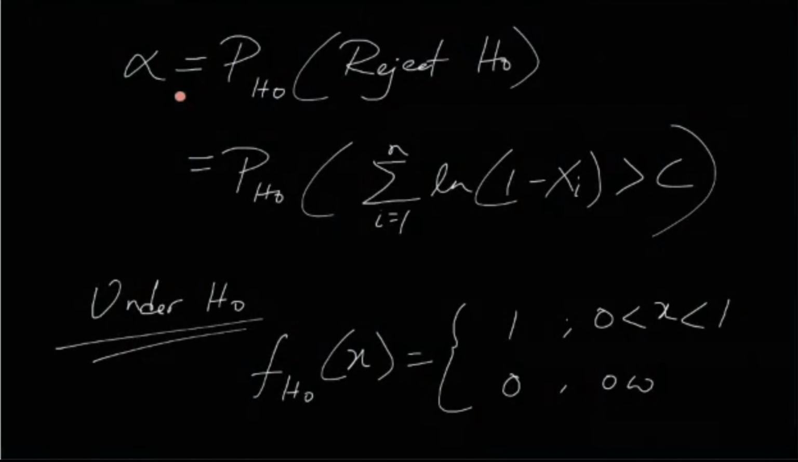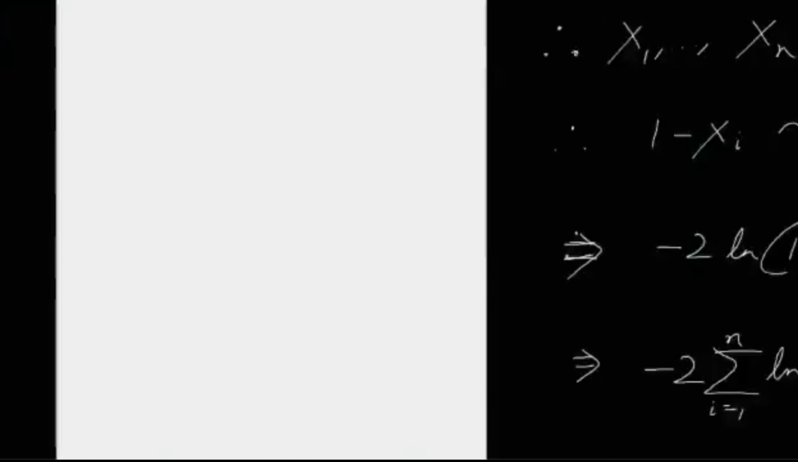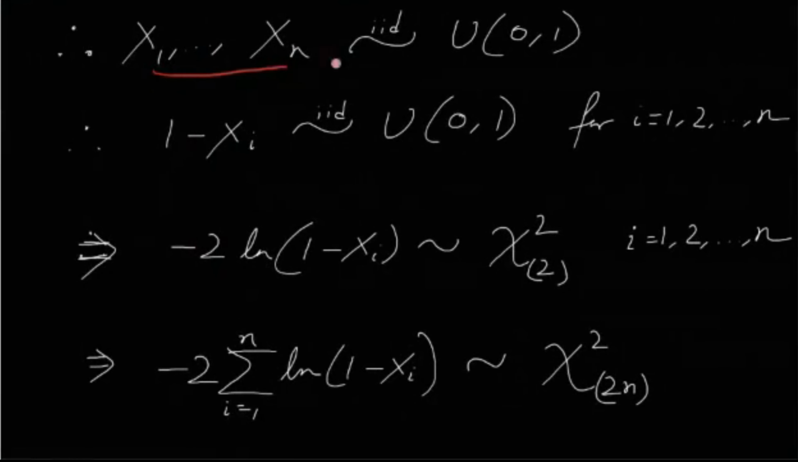See, alpha is the size of the test. That means alpha equals the probability under H0 of rejecting H0. Now rejecting H0 is this: the rule is the summation of log of 1 minus xi greater than c. Now under H0, the distribution is basically uniform. So under H0, x1 through xn follow IID standard uniform (0, 1), right?